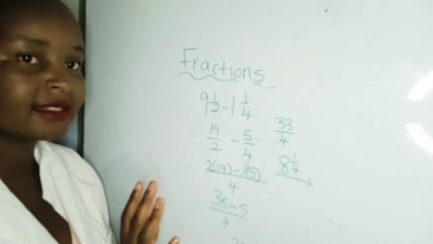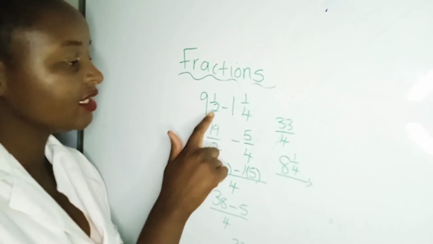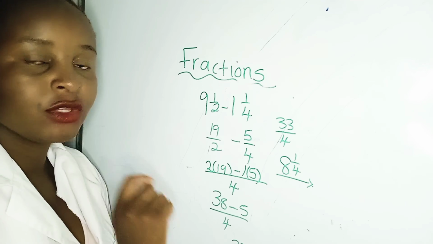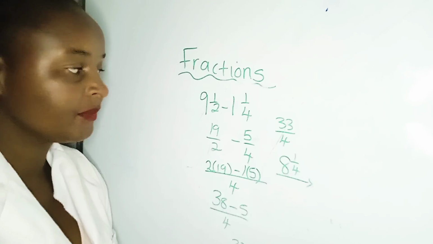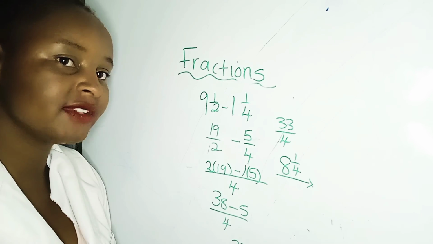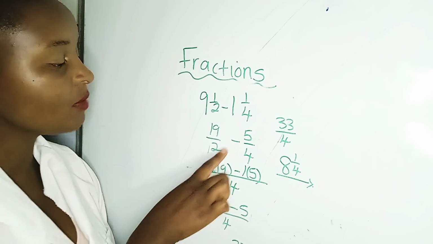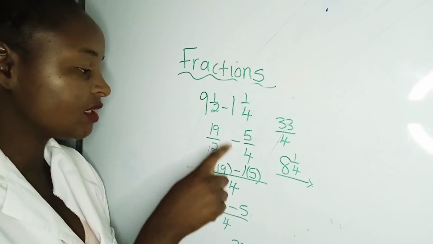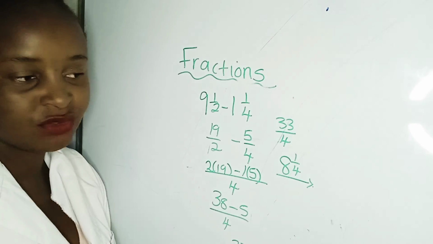So what I want you guys to master is that when the denominators are not the same, you look for the common denominator, a number where those two denominators can get into without leaving a remainder, right? And you mustn't forget to put the sign. If it's minus, you must put your minus and then you subtract.